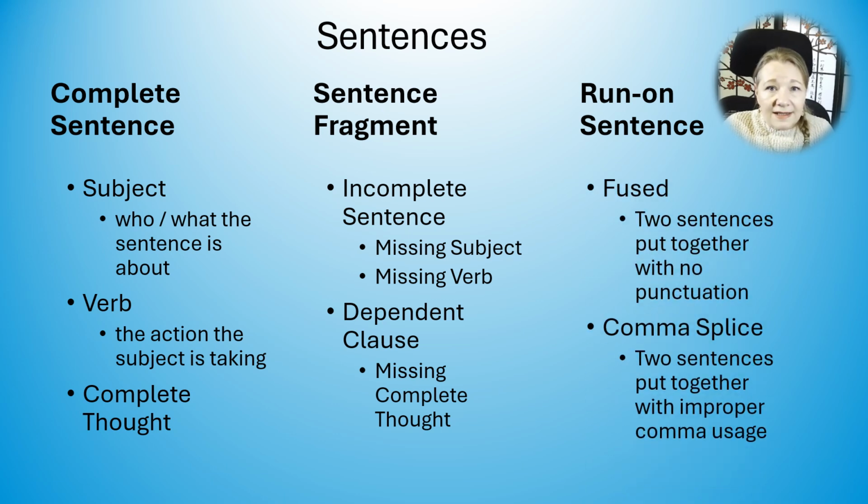Then there are run-on sentences, and there are two types of those as well. Fused sentences are run-on sentences where two sentences have been put together, but there's no punctuation at all. There is also the comma splice as another type of run-on. A comma splice is when a comma has been used in the sentence, but it's used incorrectly. It doesn't have a coordinating conjunction with it.